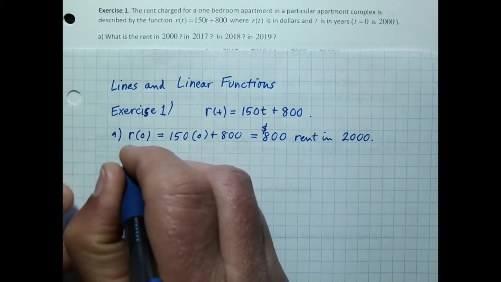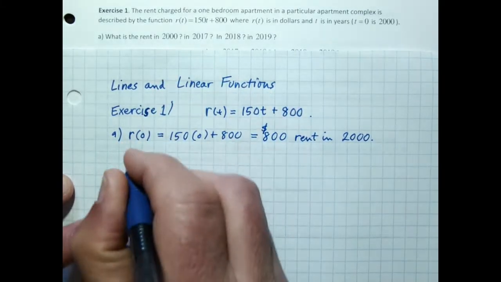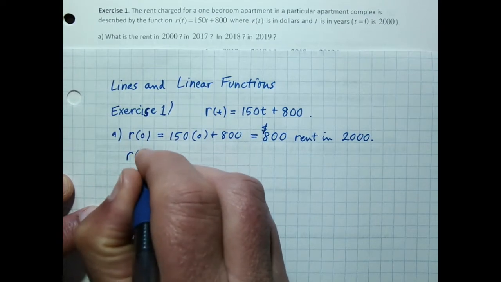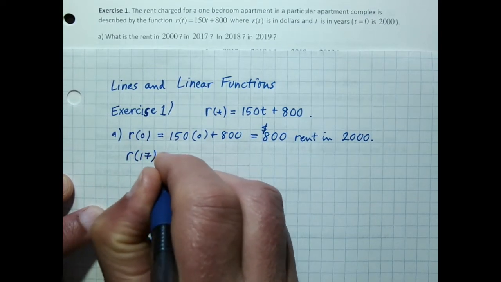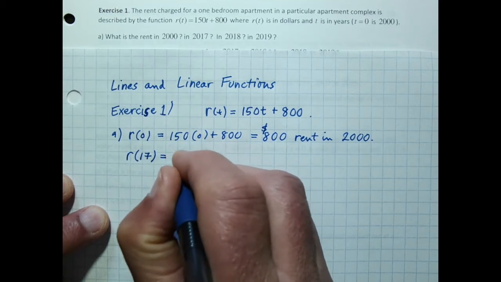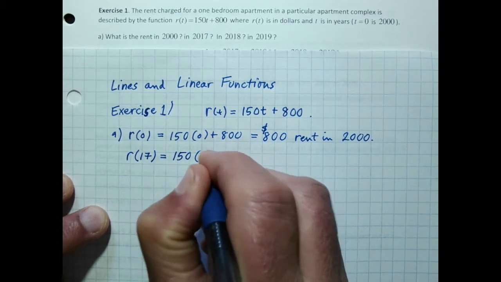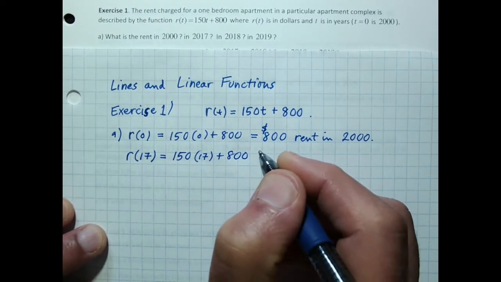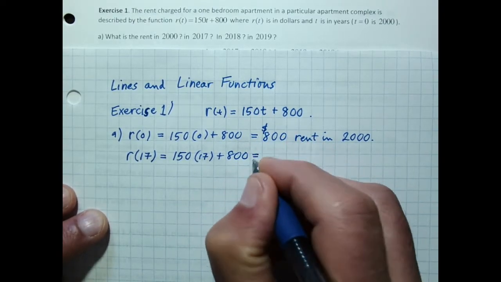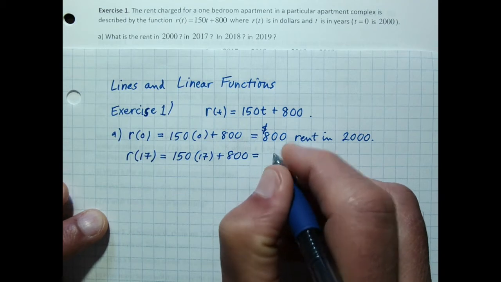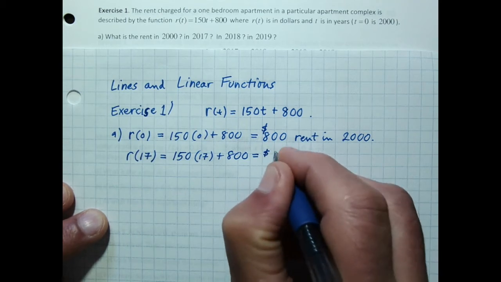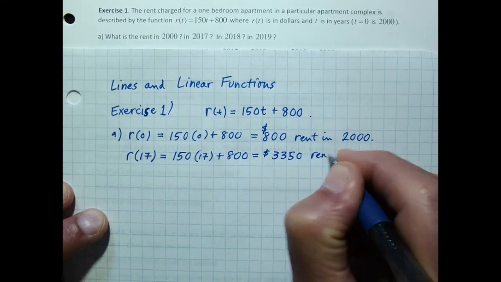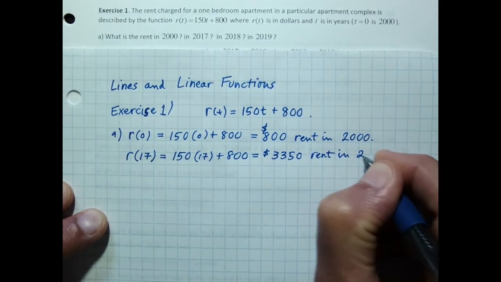And then we also want to know the rent in 2017. So for this function, I plug in 17, because t equals 17 corresponds to that year. 150 times 17 plus 800. And I went ahead and figured this out. You just plug it into a calculator. I get $3,350. $3,350 is the rent in 2017.